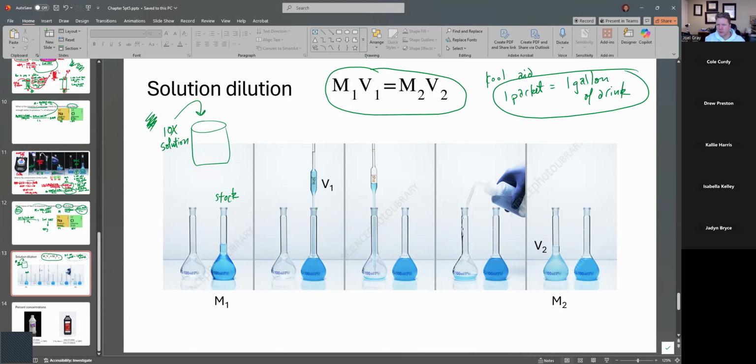Does everyone understand this right here? There's my definition. And I'm going to come back to this 10x solution. Give me a 3 in the chat if you understand my definition here.